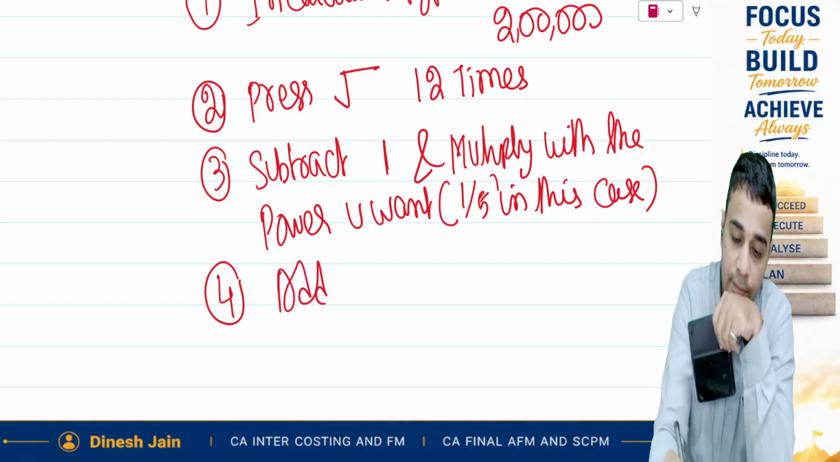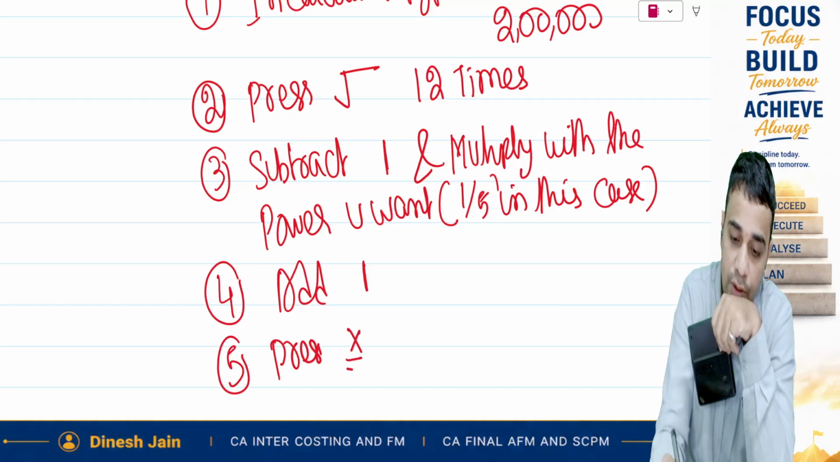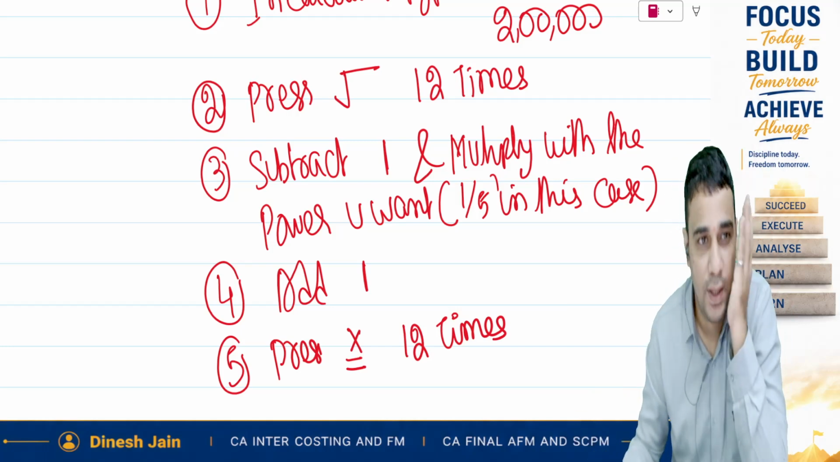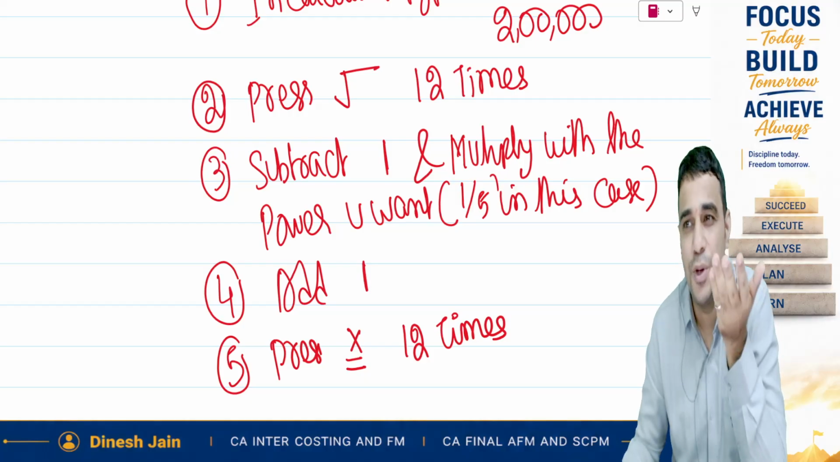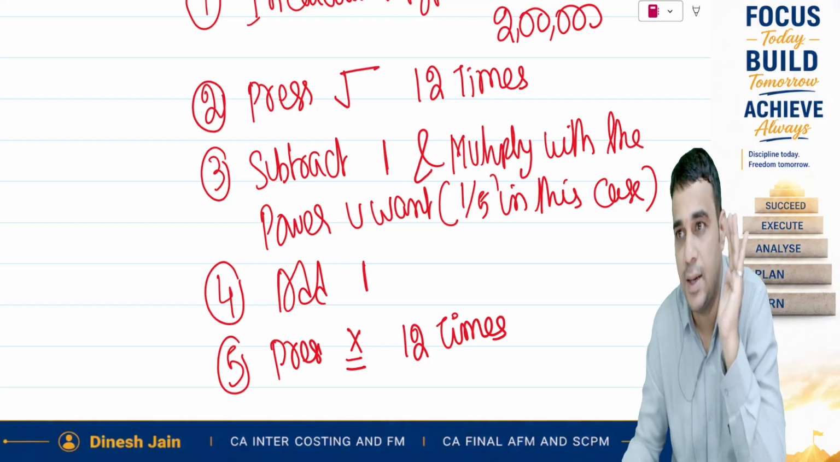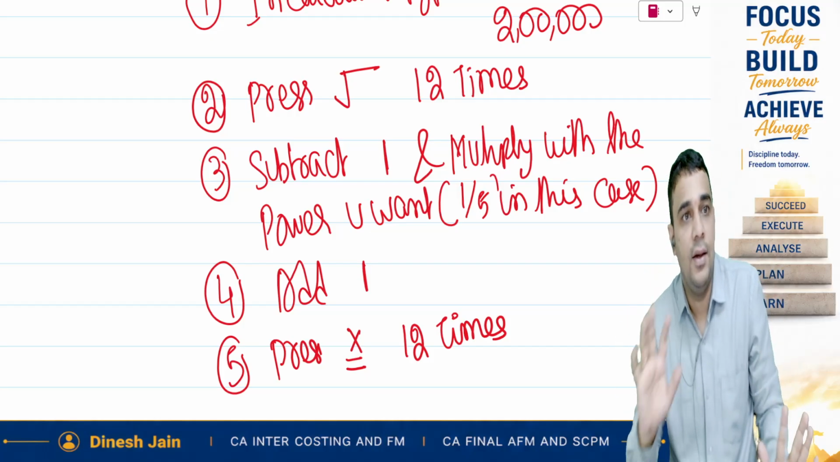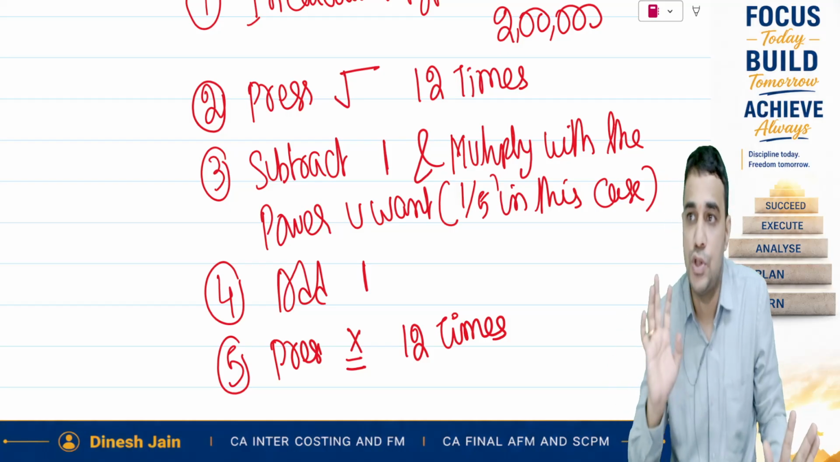Add 1. Press into equal to 12 times. Some of you may be knowing this already. For some of you, it could be new also. Doesn't really matter. Again, I'm saying not mandatory. If you want to do it in the normal approach, do it.